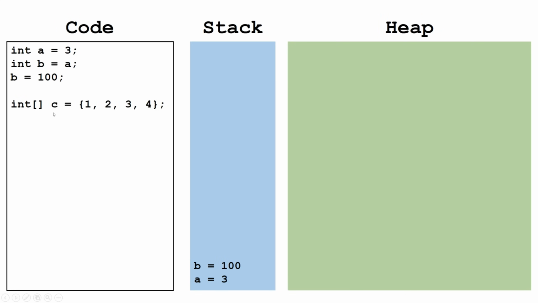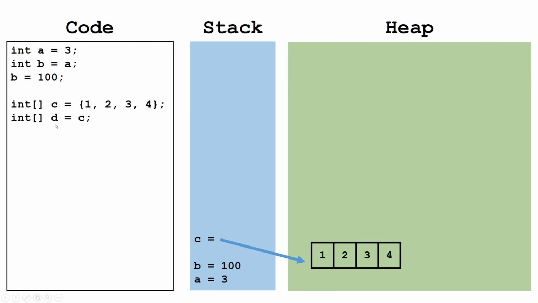C is a reference type variable. We declare C as an integer array. Integer arrays are objects. So, on the stack, we set C equal to a pointer to an object on the heap. The value of this object is an array of size 4 with values 1, 2, 3, and 4 in indexes 0, 1, 2, and 3. Remember, the only data stored in C on the stack is the pointer.